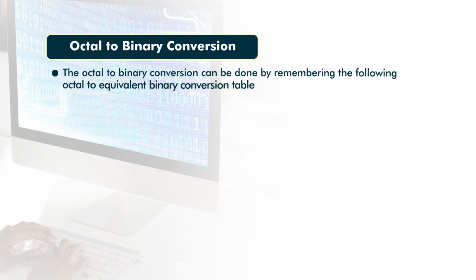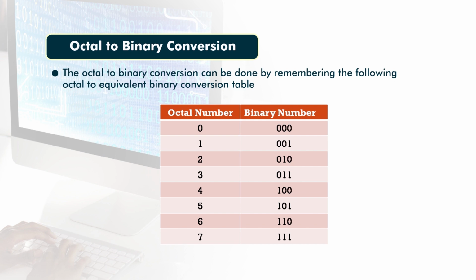Today, we begin our lecture section with the octal to binary conversion. The octal to binary conversion can be done by remembering the following octal to equivalent binary conversion table. As seen from the table, each digit of the octal number system is represented by a 3-bit binary number. The left side of the table gives the octal number representation starting with octal number 0 to octal number 7, and the right column indicates the equivalent binary number. Each octal number is given as a 3-bit equivalent binary number. For example, the octal number 1 is represented as 001 in binary. Similarly, the octal number 7 is represented as the 3-bit binary number 111.